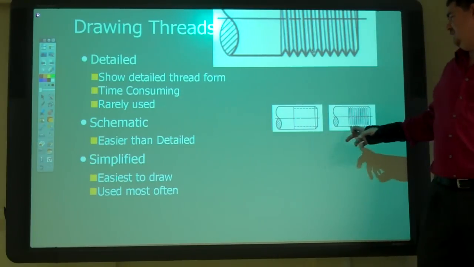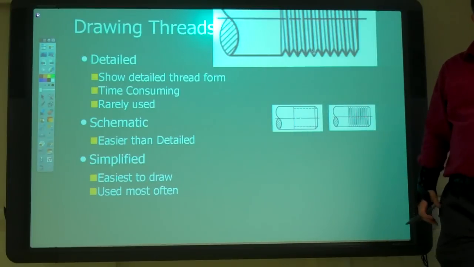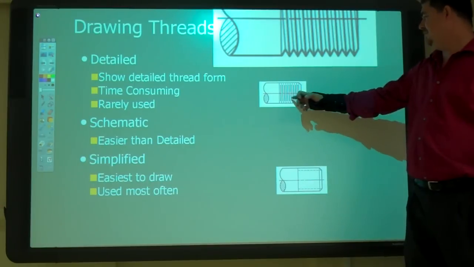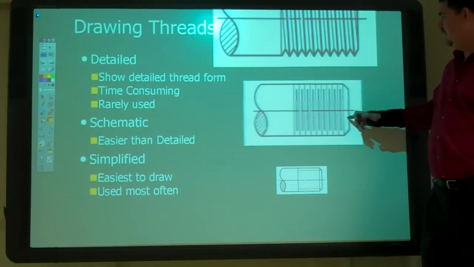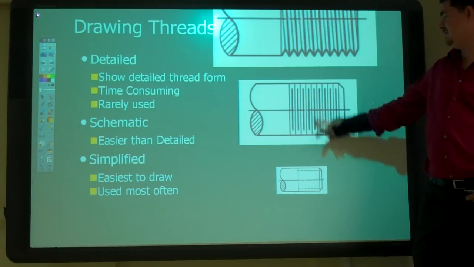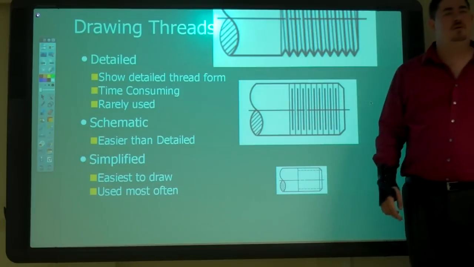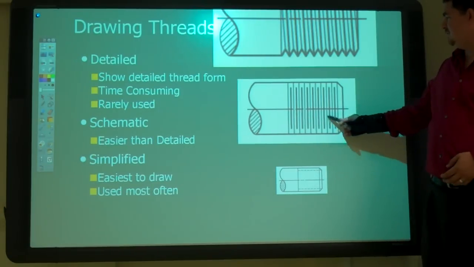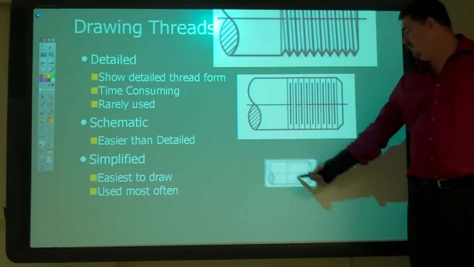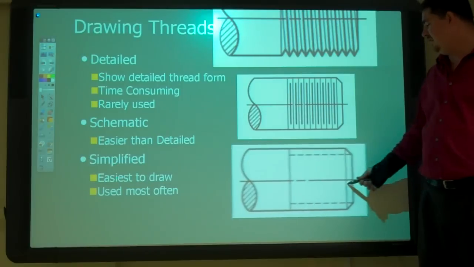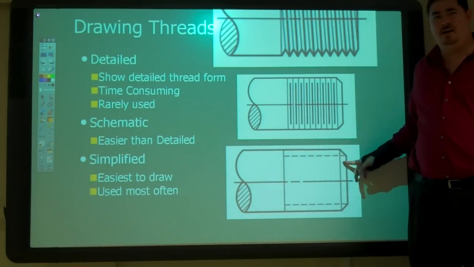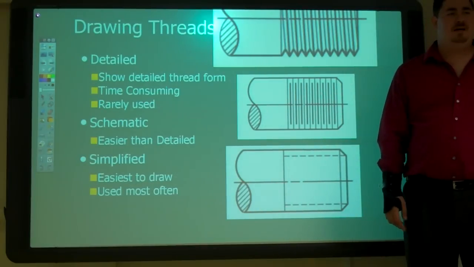So which of these two do you think is schematic? On the right. This one? So yeah, that's schematic. It's a lot easier than that. We have thin lines for the crests, thick lines for the root. So it's a lot faster than that, but it's still a bunch of lines. But simplified, easiest way to draw it, that's how we do it. You draw the major diameter, draw hidden lines at the minor diameter. That's it.